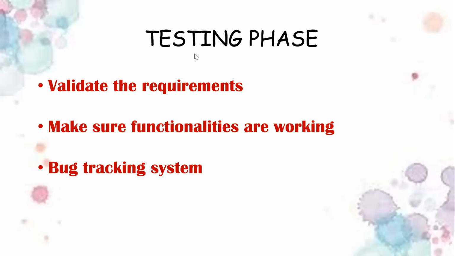A tester in this phase validates all the requirements. That is, he checks whether all the requirements given by the customer are satisfied or not. He will make sure that all the functionalities which are in the website currently are working or not. If the requirements and functionalities are not correct, these bugs are put into the bug tracking system by the tester, and the developer opens the bug tracking system, corrects the bug, and returns it back to the tester again for testing.